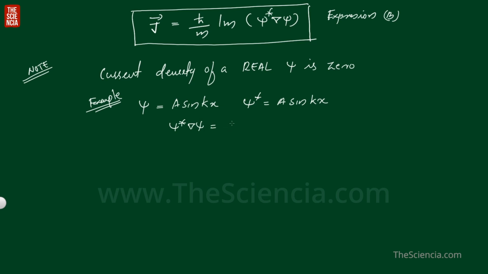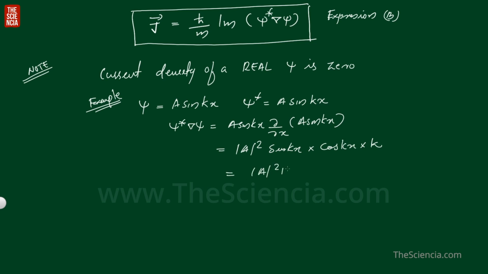That will be equal to a sin kx into ∂/∂x of a sin kx. That is equal to mod a square sin kx into the derivative of this term, that is the derivative of sin kx is cos kx into k. That is equal to mod a square k sin kx into cos kx. This is psi star del psi.